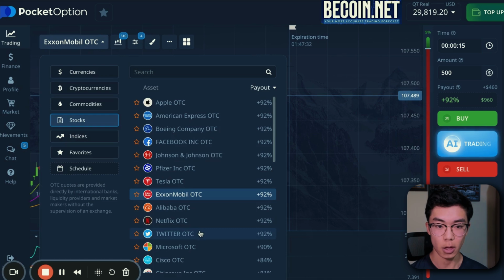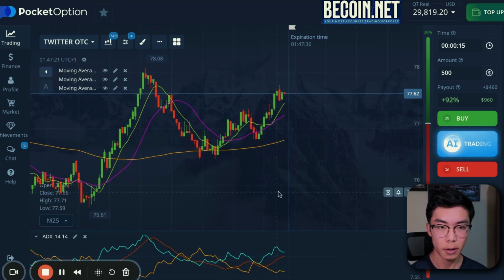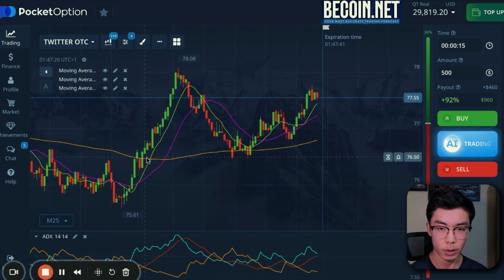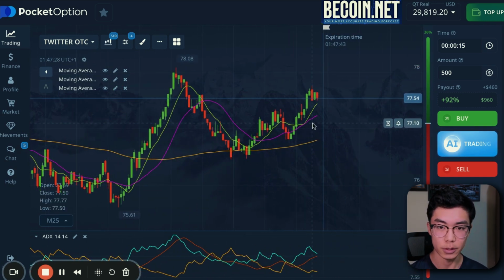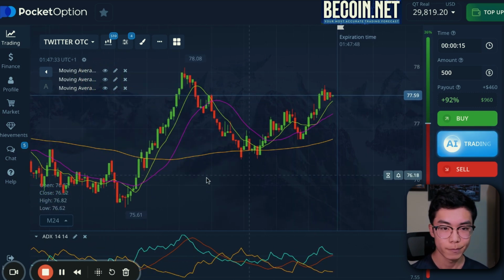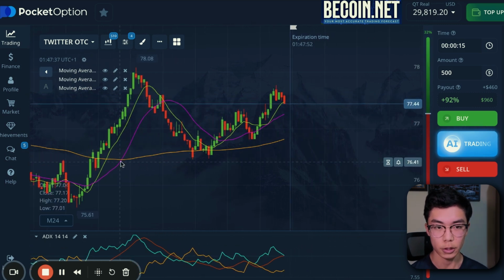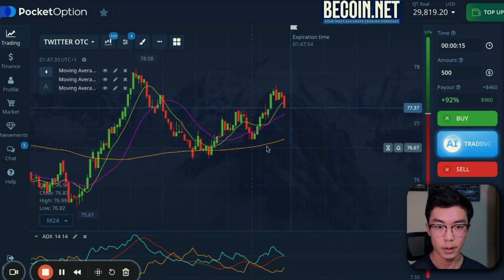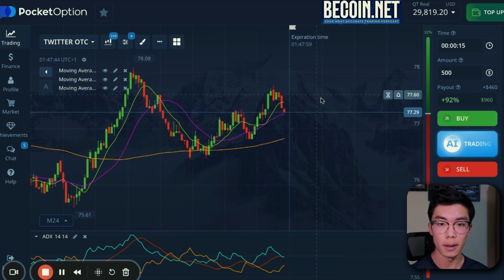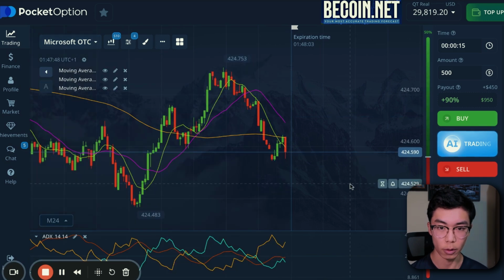But we can check out some different stocks. So Twitter here, we have no solid trend. There's a very slight trend upwards, and there was this crossover upwards as well. Whether it's done or not is inconclusive, because we're not sure if this is actually upwards or downwards, because this isn't a very good trend line. So we're not going to take a risk on that. We're going to go Microsoft.